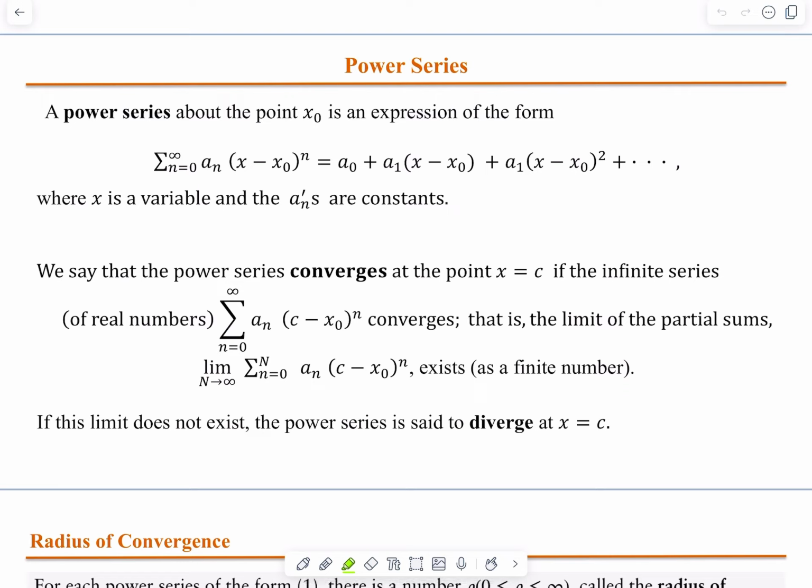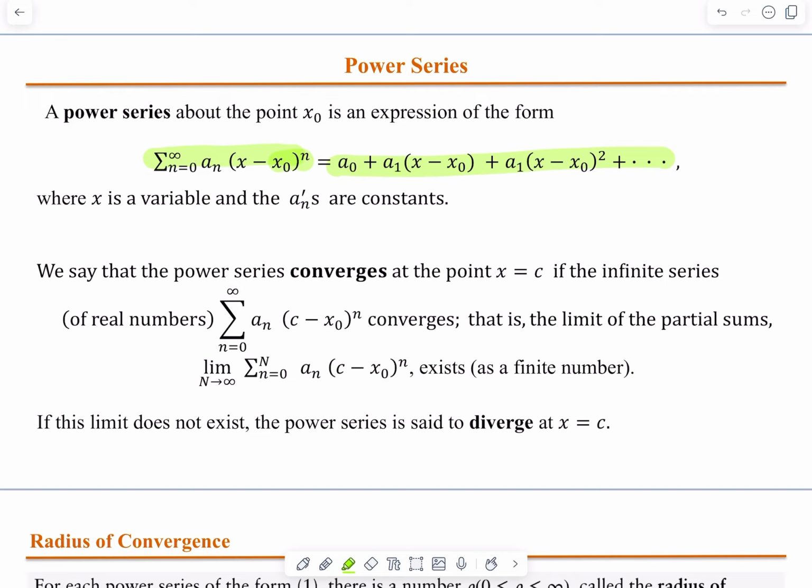So we have a sum from n equal to 0 to infinity of a sub n multiplied by x minus x naught raised to the n power. And of course you can see that expansion right here. x is a variable and the a sub n's are constants.